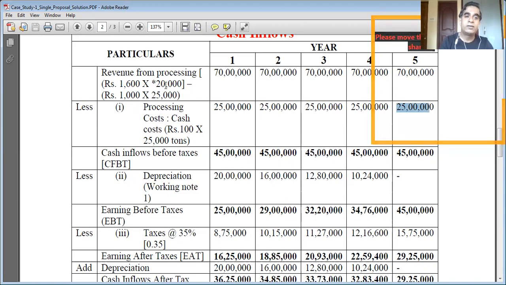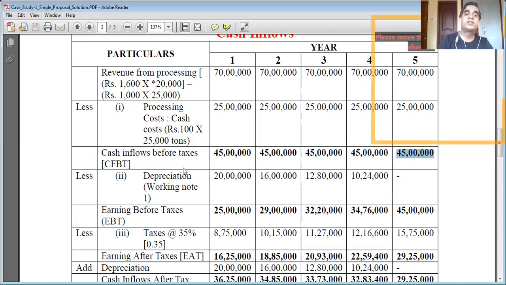Once we deduct the processing cost from the incremental cash inflow, what remains is cash inflows before taxes. So we obtain 70 lakh minus 25 lakh is equal to 45 lakh rupees as the cash inflows before taxes for year 1. 70 lakh rupees incremental cash flow minus 25 lakh rupees further processing cost is equal to 45 lakh rupees cash inflows before taxes for the second year. It is the same for each year for 5 years.